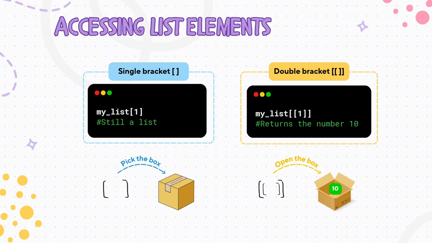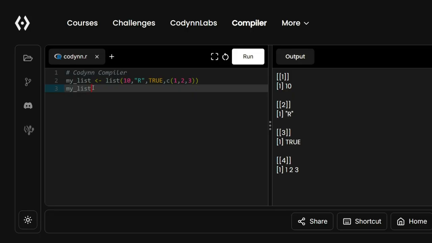So let's try this inside of our compiler, shall we? With our previous output, let's try to access the first element of our list, but with a single bracket. So it should return you a sublist.